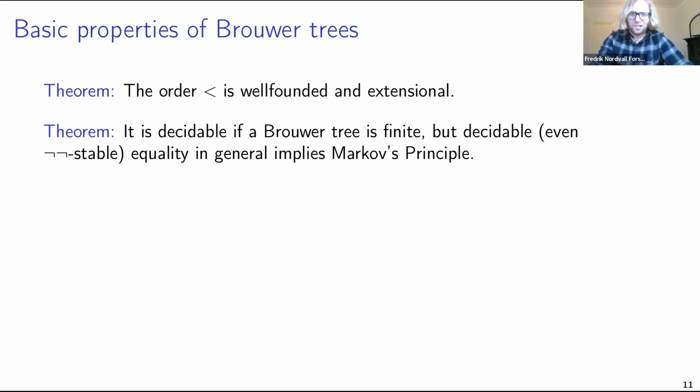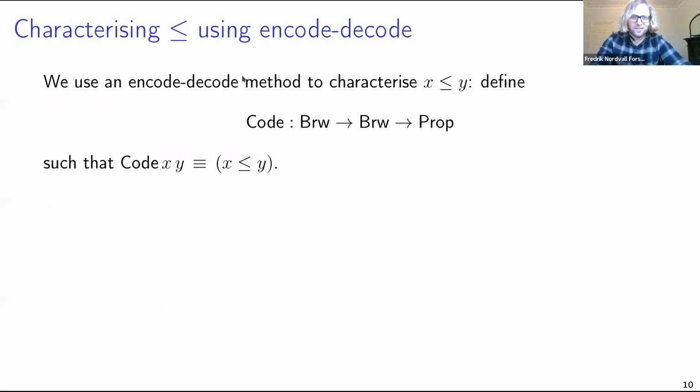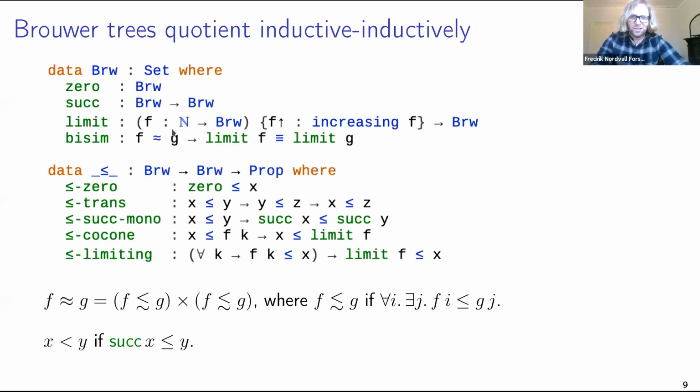So even not stability of equality, which is slightly weaker, even that implies Markov's principle already. So there's no hope of this. But this is the nice thing, I think, that's a little bit surprising. You have this still quite naive looking definition of an ordinal, right? That's a zero, successor, limit. And then you throw in this bisim constructor.